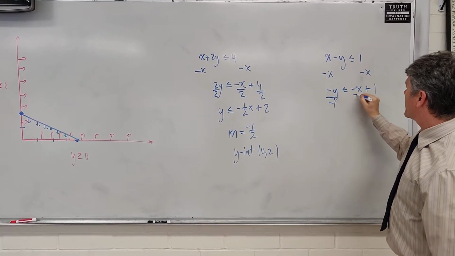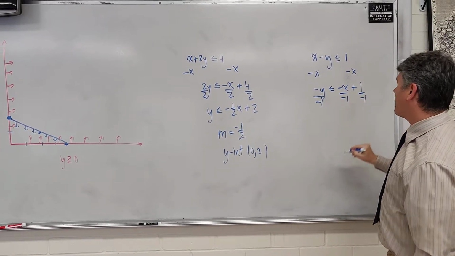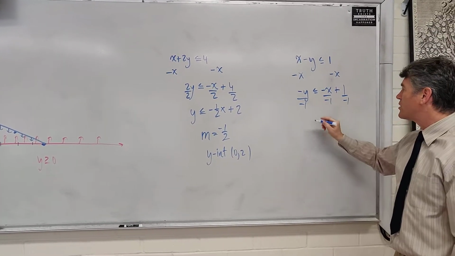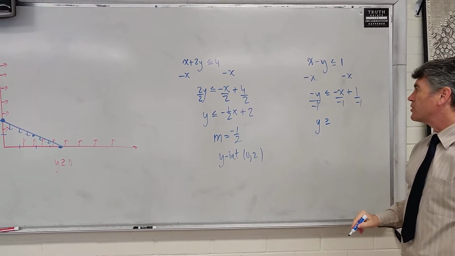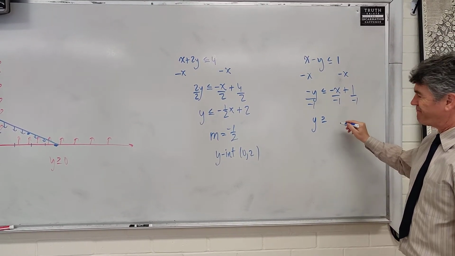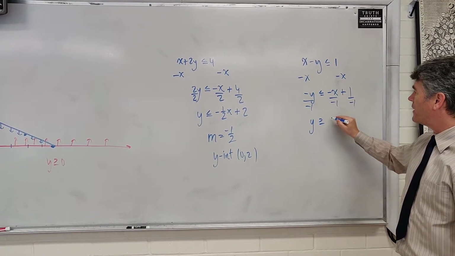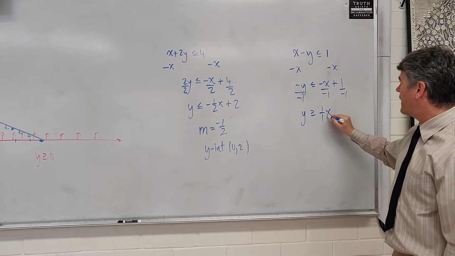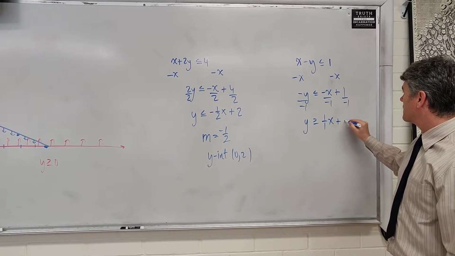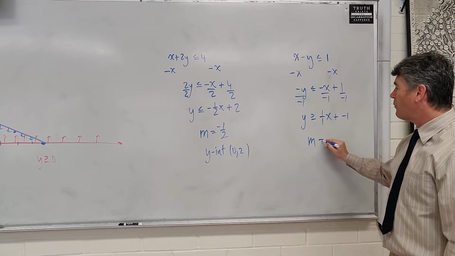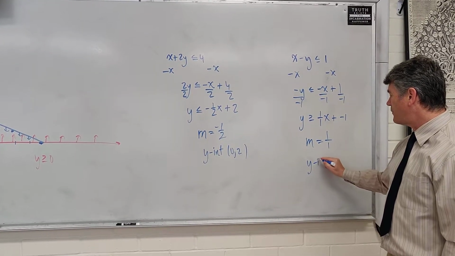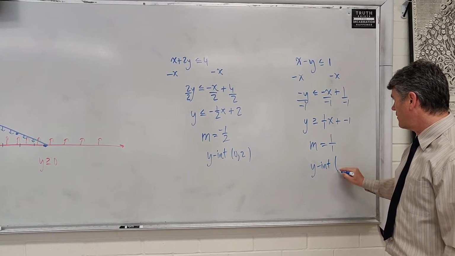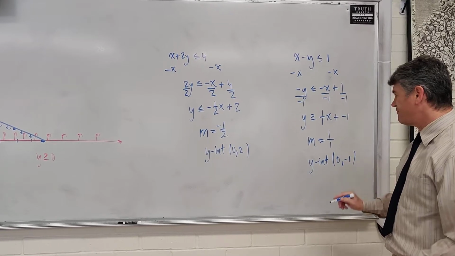Divide everything by negative 1, or multiply on both sides by negative 1, same result. Don't forget to actually switch the sign. We have y is greater than or equal to 1 over 1x plus negative 1. The slope is 1 over 1. The y-intercept is 0, negative 1.